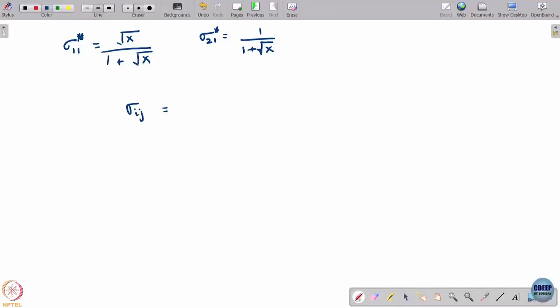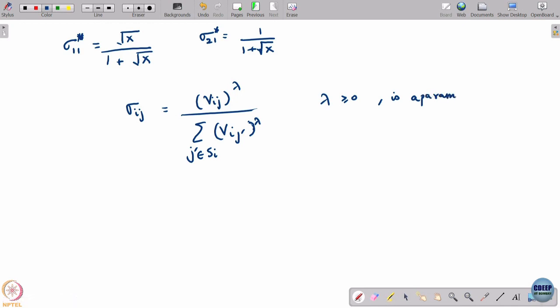So for instance, you can ask for something like this: sigma ij equal to vij raised to lambda divided by the summation over j dash of vij dash raised to lambda, where lambda here, greater than or equal to 0, is a parameter. Now, you can see this is also a model of responding. You can solve for a quantal response equilibrium with this kind of quantal response model as well.